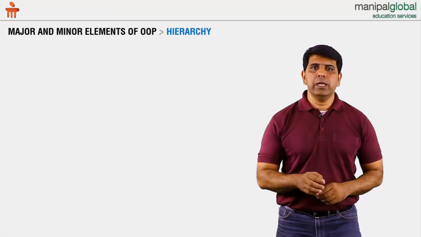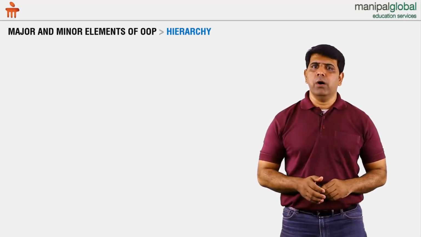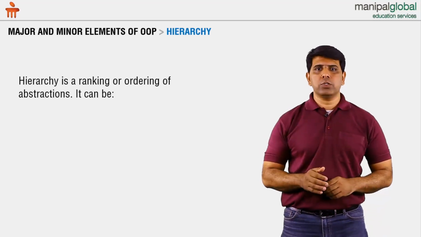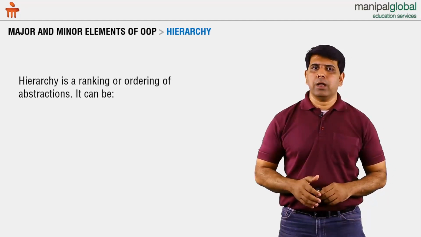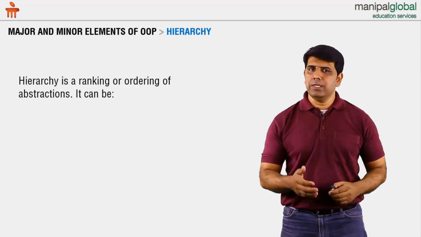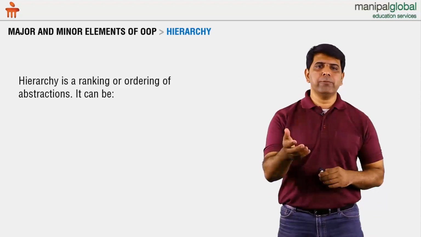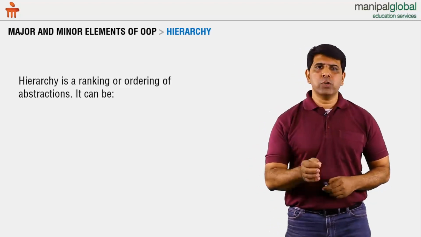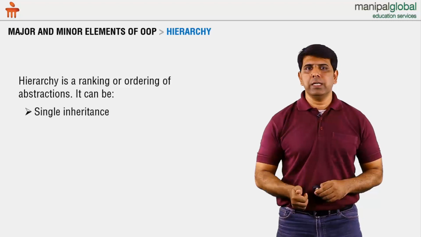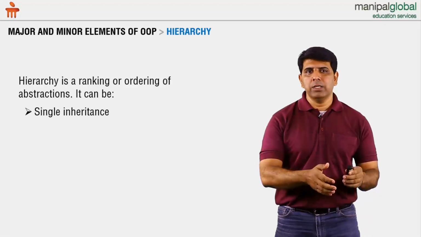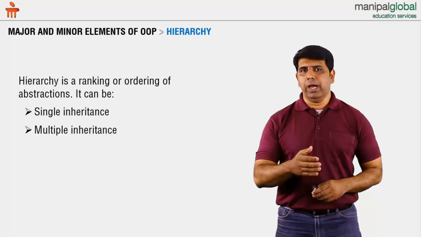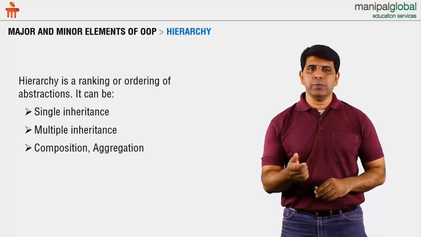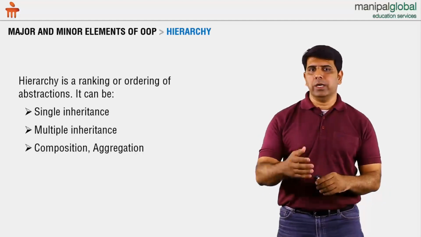So the next one in the list is hierarchy. Now a lot of classes have relationships, and hierarchy allows us to make a proper ranking or ordering of these. How is one class related to another one? Is it inheriting the features, or does it compose another object? So the most important ones in this are single inheritance, where one class derives features from another one, and multiple inheritance, where a class may inherit features from multiple of them. You may also have a relationship called composition. It is like one object contains another object.